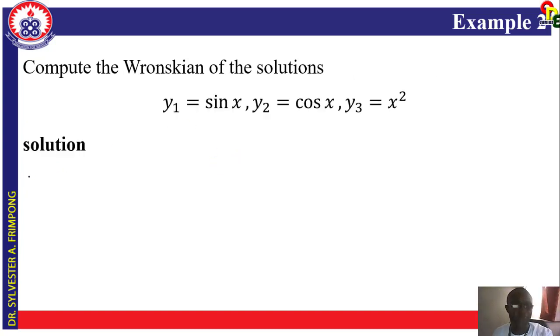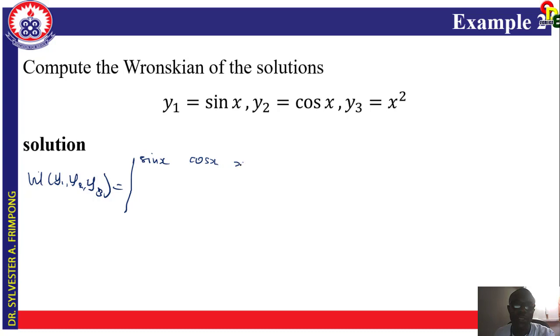Let's take this second example. The Wronskian of the functions y1, y2, and y3 is the determinant of sine x, which is the first function, cos x, the second function, and then x squared, the third function. If you differentiate sine x, you get cos x. If you differentiate cos x, you get negative sine x. And if you differentiate x squared, you get 2x. Then you differentiate once again. If you differentiate cos x, you get negative sine x. If you differentiate negative sine x, you get negative cos x. And if you differentiate 2x, you get 2.